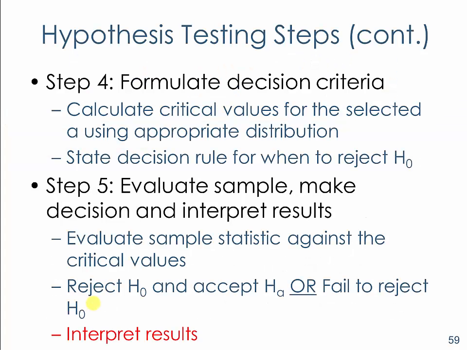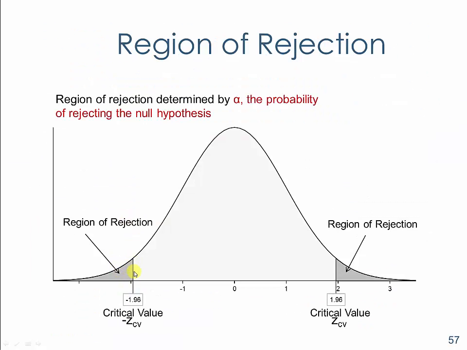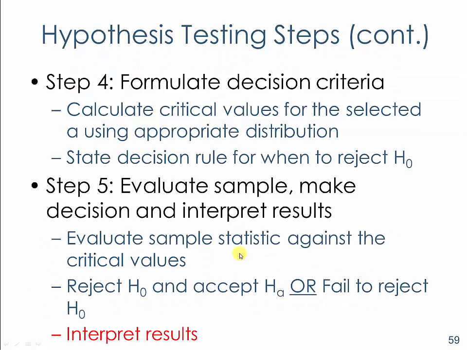Step four, we formulate the decision criteria. Again, that goes back to our cut lines here. And we're going to say, if it goes outside of the cut lines, outside of the critical values, or it's more extreme than the critical values, then we're going to go ahead and say that's where we're going to reject in terms of the process. We're going to also say that's where you call baloney. So then we state the decision rule for when to reject the null hypothesis.